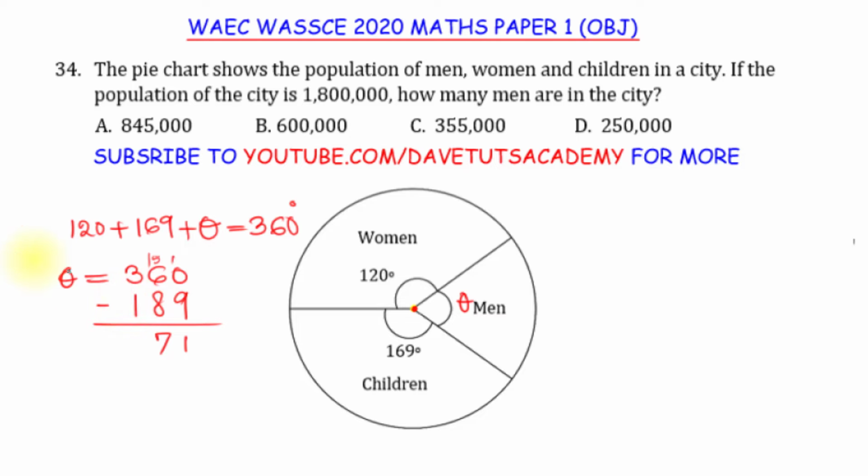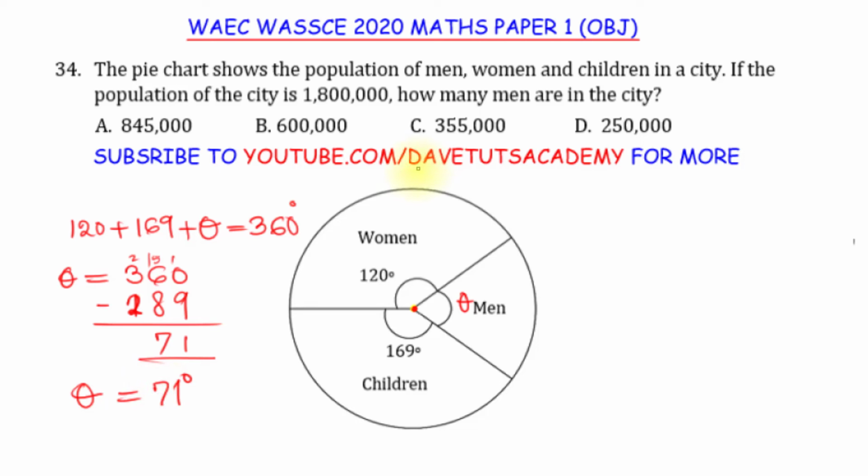No, the sum is supposed to be 289, not 189. I'm adding 120 and 169, so that is 289. You just have this at 71 degrees. So this theta is given as 71 degrees.